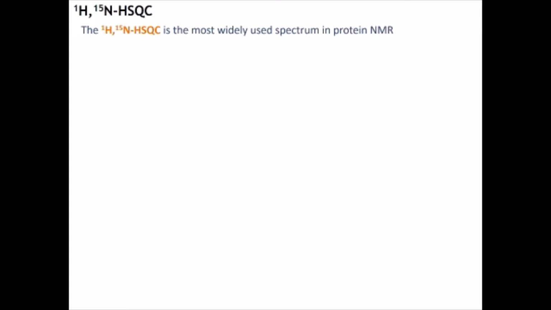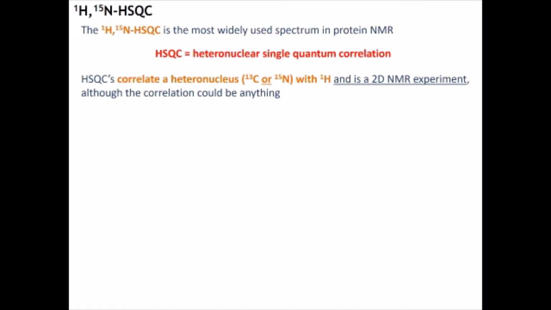NMR is really useful in this field. For example, you can combine proton and nitrogen-15 HSQC, and it's the most popular, most widely used in protein NMR studies. HSQC stands for heteronuclear single quantum correlation, and it correlates a heteronucleus, as we saw before, for example carbon-13, in this case nitrogen-15, with hydrogen, and it is one type of 2D NMR experiment.